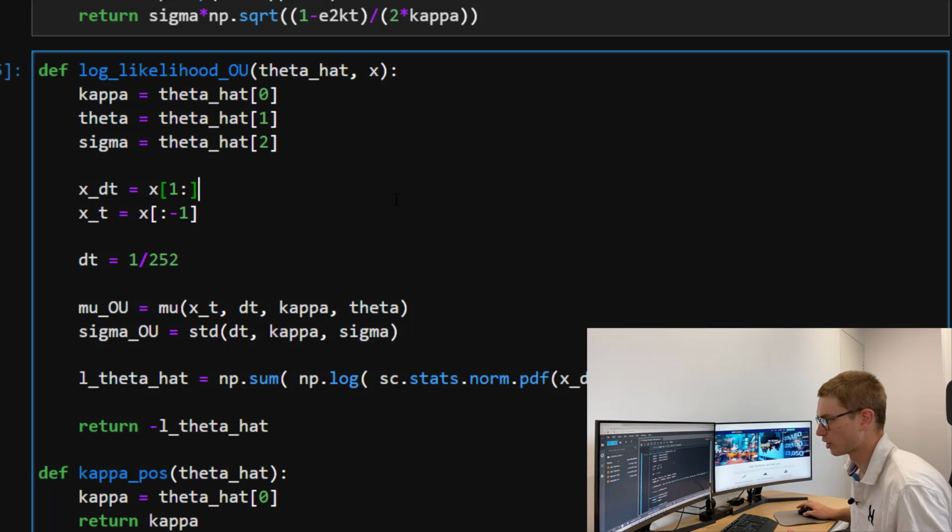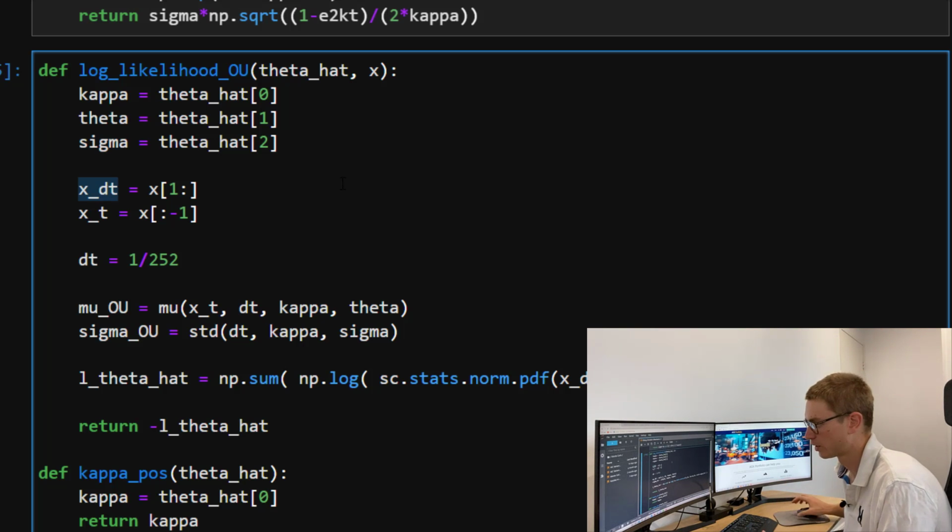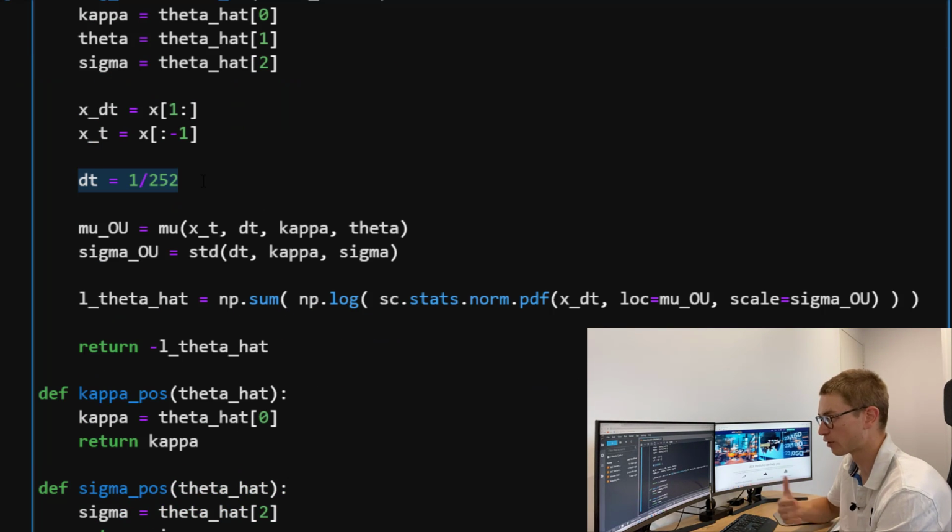Now for the log likelihood, what I need to define is that for all my parameters, I need kappa, theta, sigma. I also need to differentiate between the next data point and the previous one. I can do that by using a numpy array, starting from the time 1 slice, whereas the previous data point starts from index 0 and only goes to the second last index. So that's Xt. Now the time difference between all the data that we're observing here, of course, we know is 1 day, and we have 252 trading days in the year.